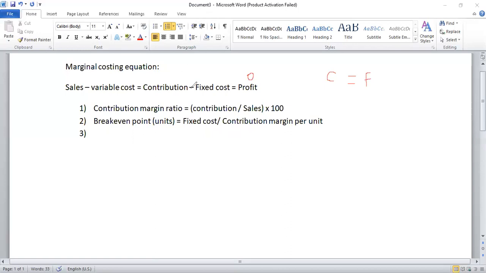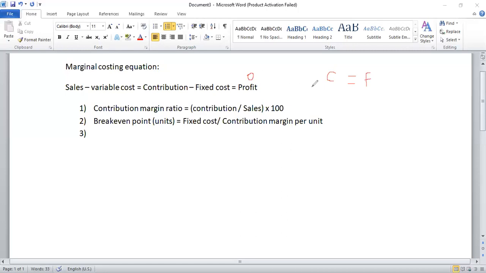Okay. So there is no profit, no loss. So we see that contribution is equal to fixed cost. So we basically have to equate fixed cost and contribution. That is what we have presented, but the equation has something else.